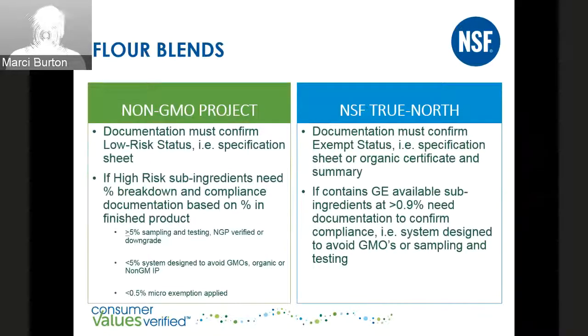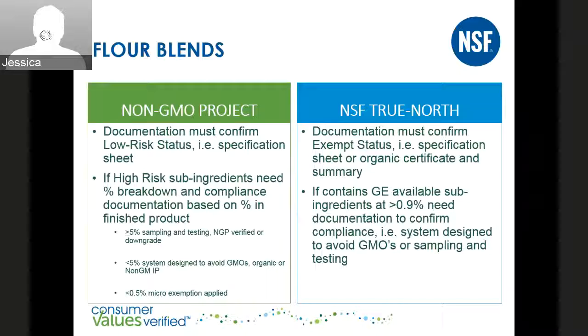So for the high risk corn, if it's more than 5% of your product, then we need to go down the sampling and testing or the NGP verified or downgrade route. Less than 5%, we would get the organic certificate or something that shows it comes from a system designed to avoid GMOs. And if it's less than 0.5% of that blend, then we can exempt that and just move forward with the full ingredient documentation for the flour blend.